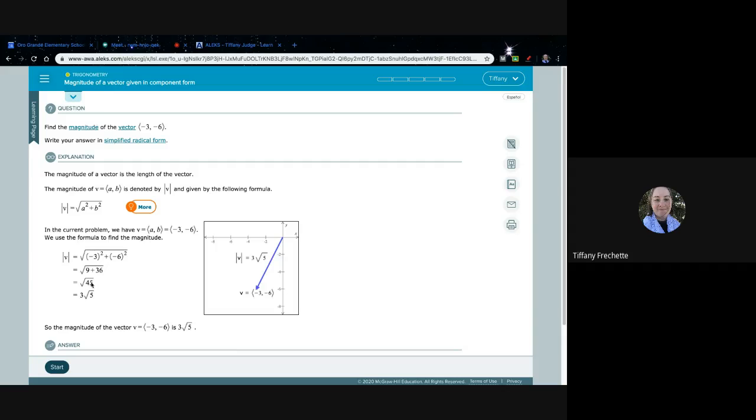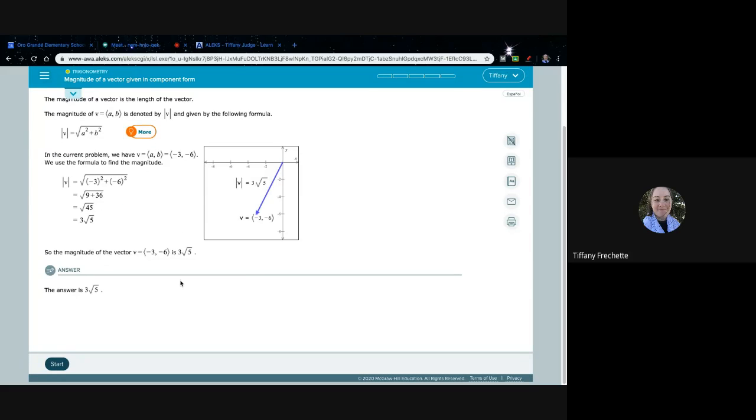We have to make sure we simplify that, because 9 is a square root. What we want to focus on is 9 times 5. So 9 is a perfect square, which means I can take 3 out. 5 doesn't have a square root, so that's why 5 stays behind. So the magnitude of this vector is 3 square root 5, and that's what we're going to type in for the answer.